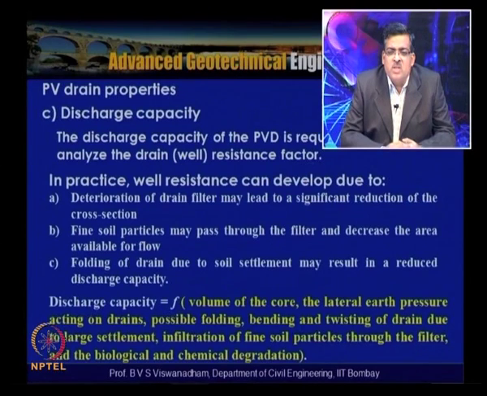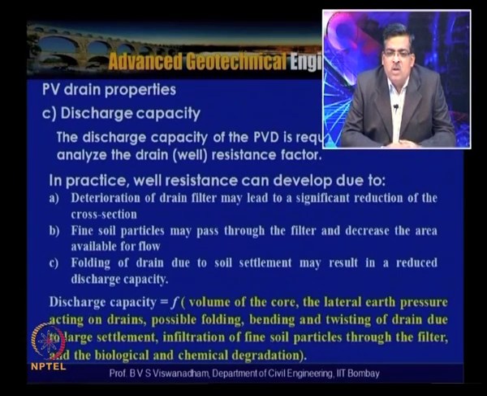So, the discharge capacity is a function of the volume of the core and the lateral earth pressure acting on the drains. If the lateral earth pressure is to be estimated, it is obtained as Kh equal to K naught sigma V. At a given point, you have a vertical effective stress, and K naught for a normally consolidated soil is 1 minus sin phi. So, we are able to take it as, let us say, 0.5 times sigma V.